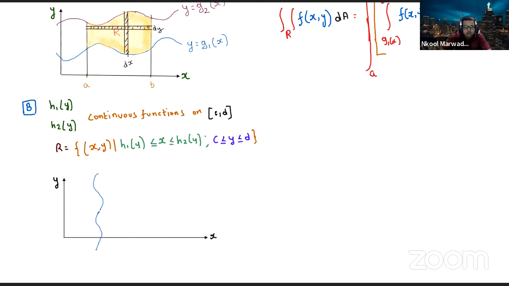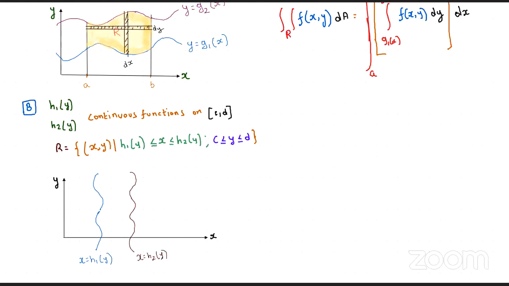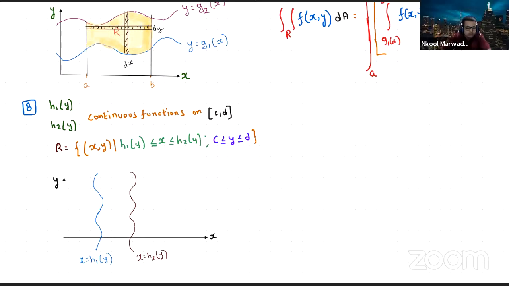So this first function I have, I'm calling it x is equal to h1(y). And I can have another function, which can be anything. I'm calling it x is equal to h2(y). So the x will be between this region, and the interval is from c to d, that I can define somewhere here. Let us suppose this is c. This is the interval for it.